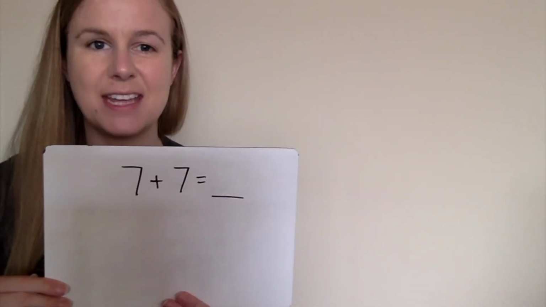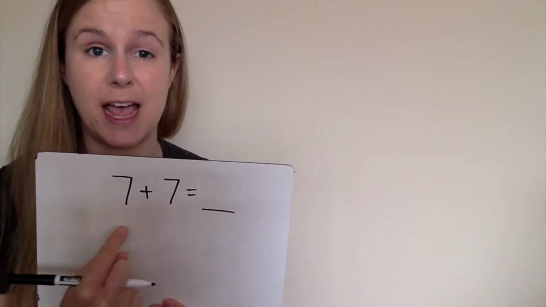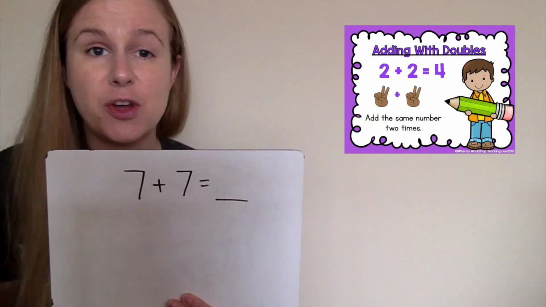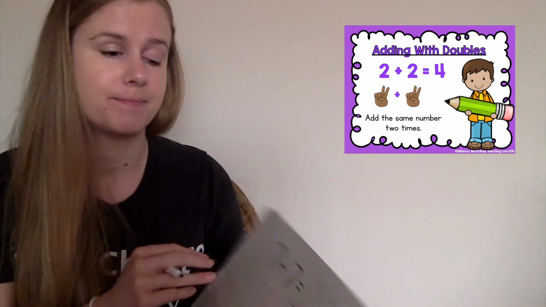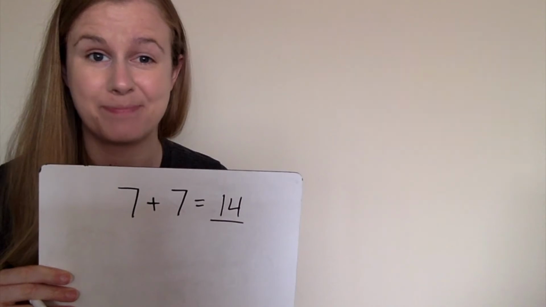7 plus 7 equals blank. This is the number 7 2 times, so this is a double. I'm going to add with doubles. I know my doubles facts. 7 plus 7 equals 14. So I don't need to do anything. I just know that one in a snap.